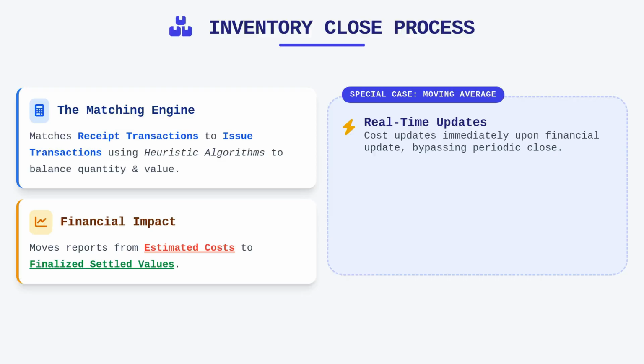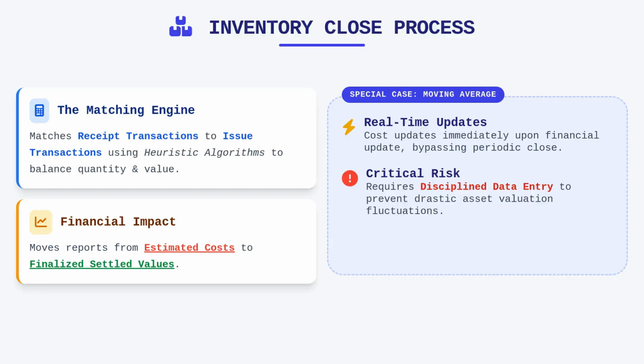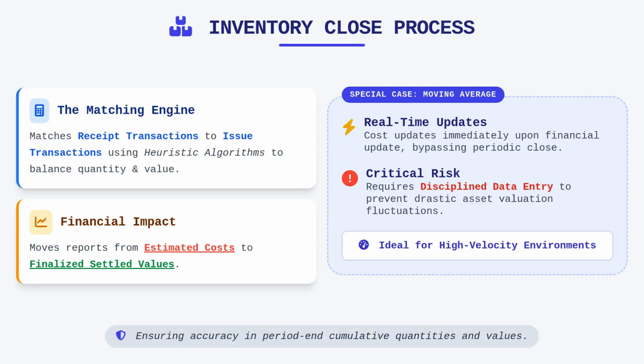If you are dealing with moving average, the system updates the inventory cost immediately upon a financial update, which is significantly different from periodic close-based methods. This real-time update capability is attractive for high-velocity environments, but requires disciplined data entry to avoid drastic fluctuations in asset valuation.